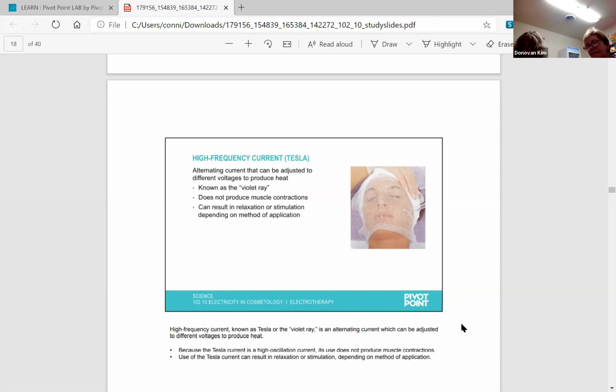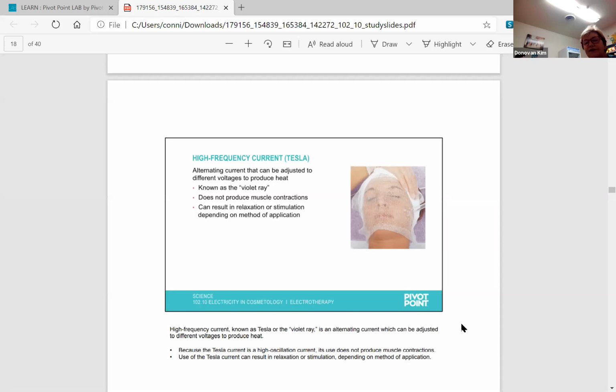Ultraviolet causes burning and tanning of the skin, whereas the reason why it's called violet is because the light that's inside of the glass electrode is sometimes purple. So that's where they get it from. It depends on whether it's an argon gas or a neon gas. So alternating current, again, this is the one that can be adjusted to different voltages to produce heat. That's where I said if you knew they had heat in there or germicidal, it'll always refer back to high frequency. It's also known as the violet ray.